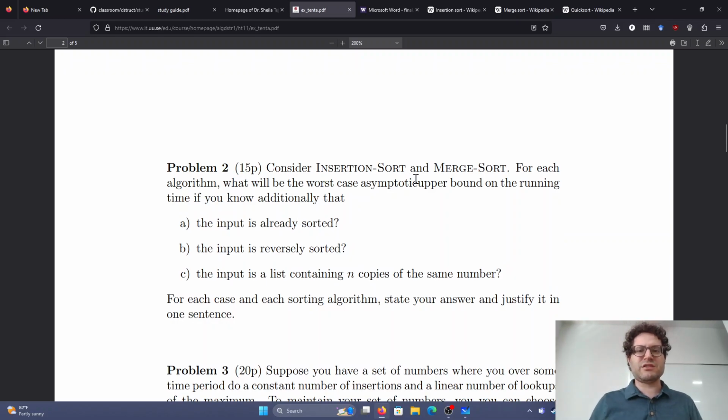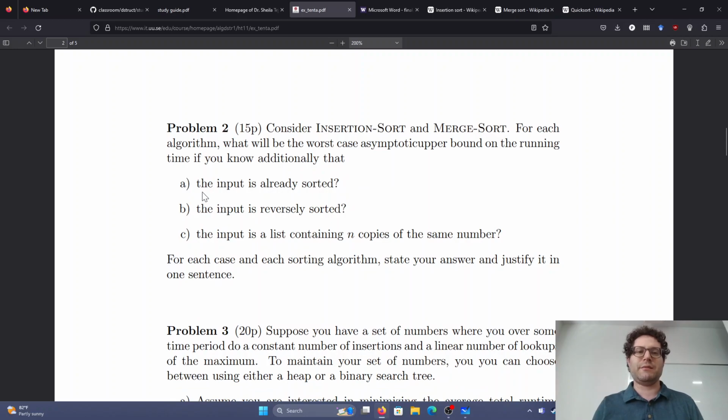So consider insertion sort versus merge sort. For each algorithm, what is the worst case asymptotic upper bound on each running time if you know additionally that the input is sorted, the input is reversely sorted, it contains n copies of the same number. So we're going to go over insertion sort first. An asymptotic upper bound, worst case, that means what's the big O worst case? It's generally asking for a tight asymptotic upper bound, because if it's just an asymptotic upper bound, technically I could write 2 to the n and technically be correct, but that's not useful.